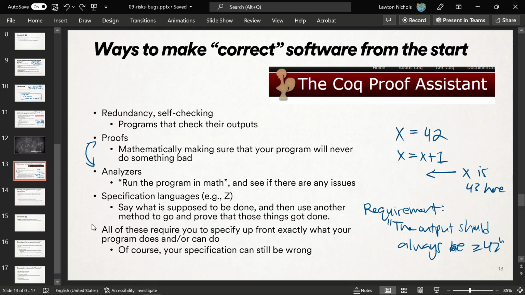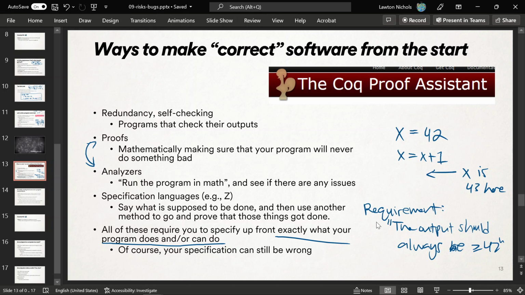And I think we've noticed that they all require you to do something new, to do extra work, to specify what you want, right? You have to specify exactly what your program should do, what it can do, all that stuff. And sadly, that leaves room for more bugs. Oh man, because you could maybe write an incorrect specification, couldn't you?